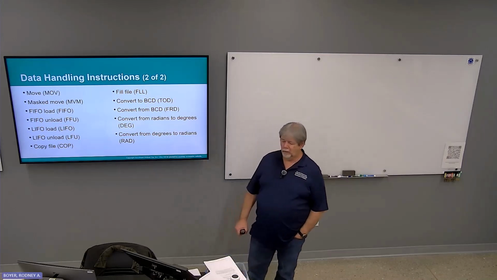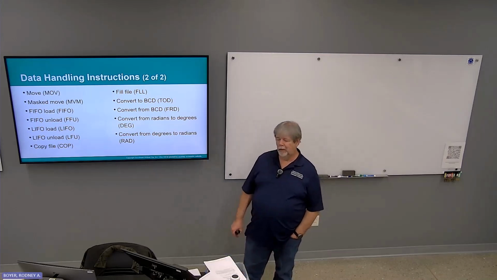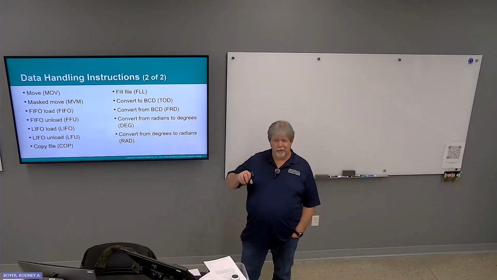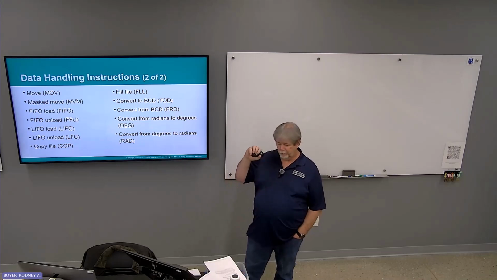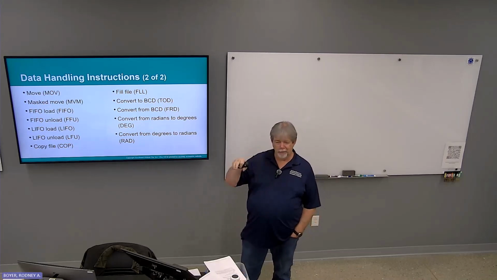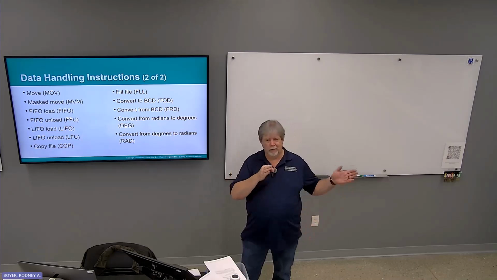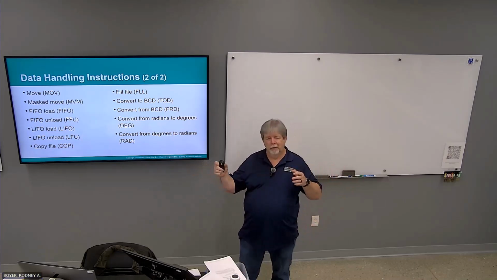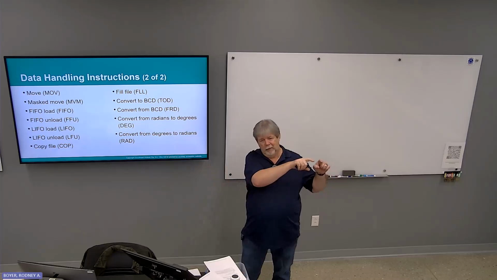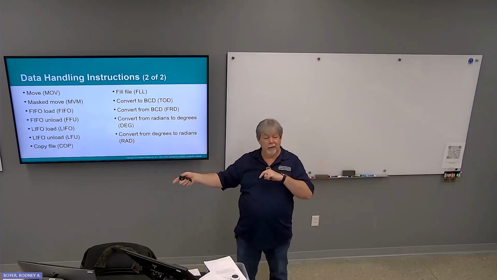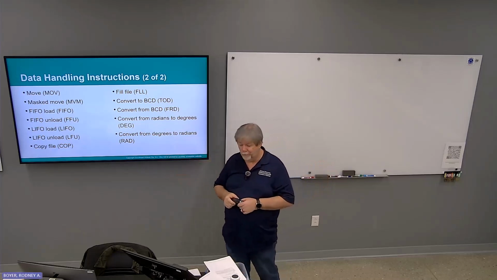FIFO load, FIFO unload. That is first in, first out. That's how you put data in the register and take it back out. The first bit that goes in is the first bit that comes out. If you think about things traveling down a conveyor, the first item that comes on the conveyor is going to be the first item that leaves the conveyor on the other end. Right?